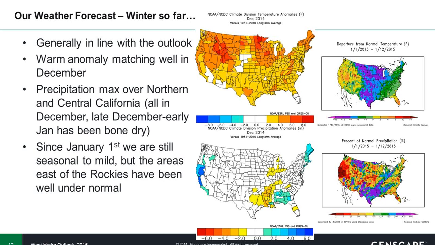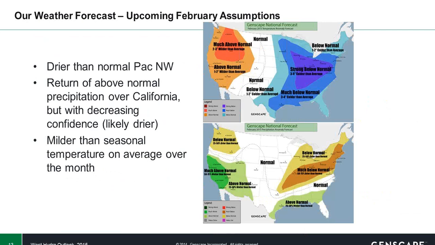So knowing that, what are the expectations for finishing the winter in February? Our expectation is we're still going to finish on the milder side for WEC, contrary to the rest of the country, which will probably turn colder, but it's not the main point. The main point here is that we expect some return of above normal precipitation in California and the Sierra.